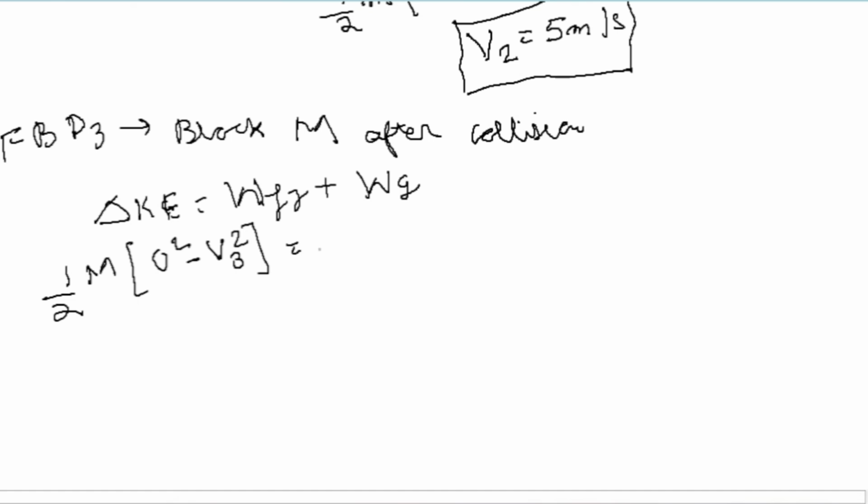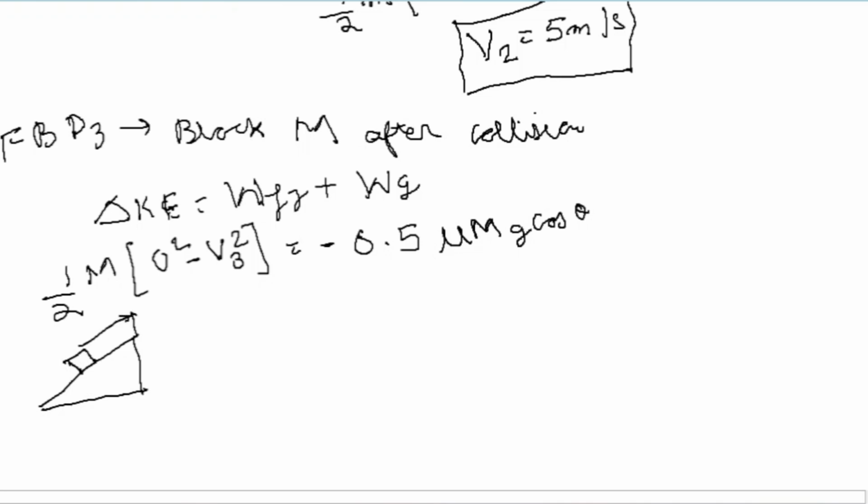The work done due to friction will be equal to minus 0.5 into mu mg cos theta. Why 0.5? Because in the question we are given that after collision this block travels a distance of 0.5 meters. Okay, so after collision it travels the distance of 0.5 meters.